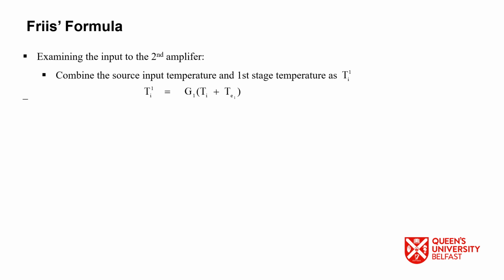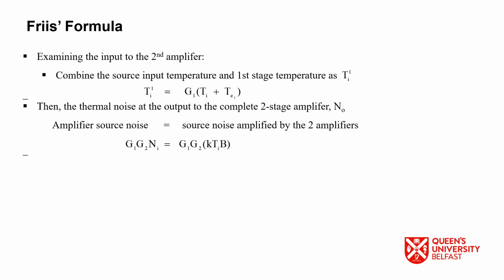So Ti1 is the output of the first amplifier. It will be equal to G1, that is the gain of the first amplifier, into Ti plus Te1, its own equivalent noise temperature. Then the thermal noise at the output of the complete two-stage amplifier, that we are going to express in the form of an equation now.